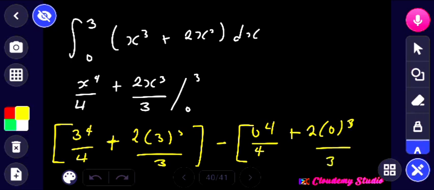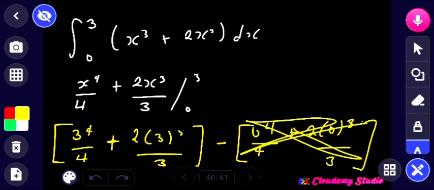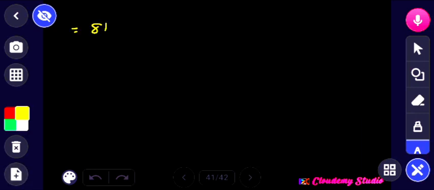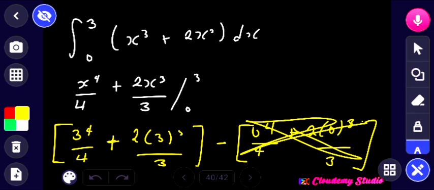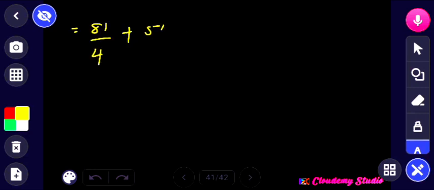We know that everything here is going to be equal to 0. You understand? Everything here is going to be equal to 0, which means we are focusing on this one. So 3 raised to power 4 gives us 81. So our answer is 81 divided by 4 plus 3 raised to power 3, which gives us 27. 27 multiplied by 2 gives us 54. That is plus 54 divided by 3.